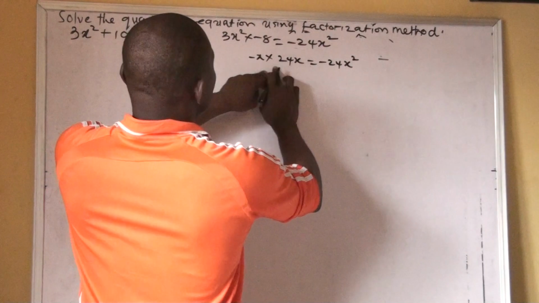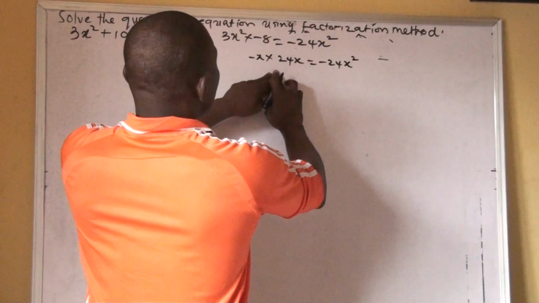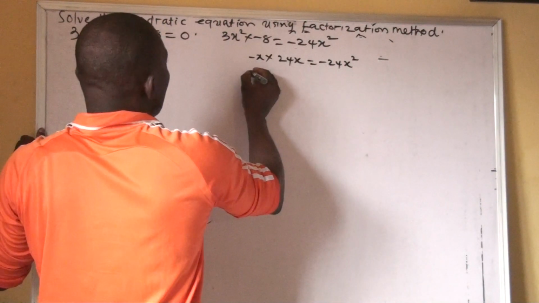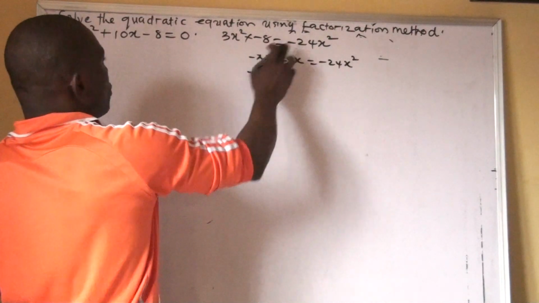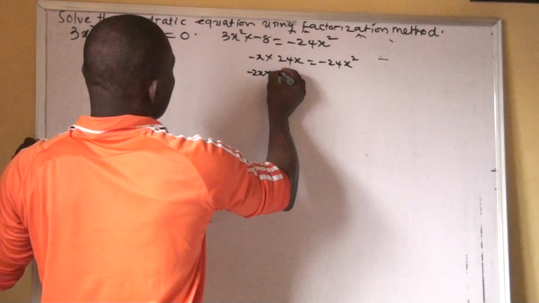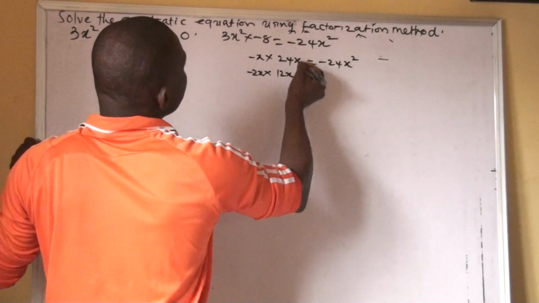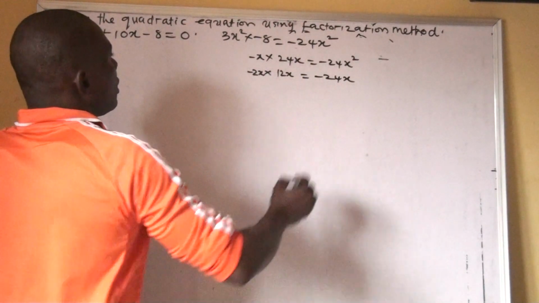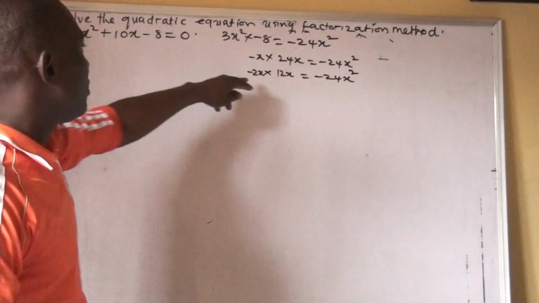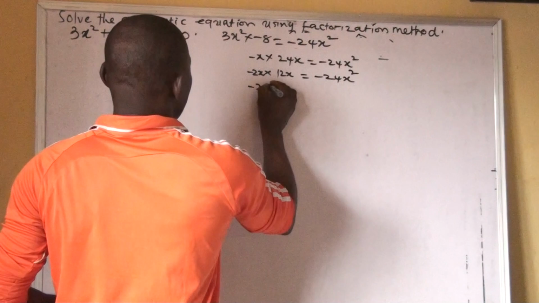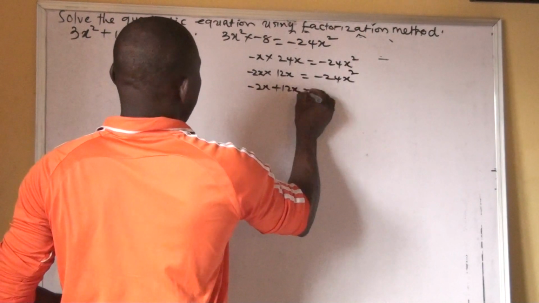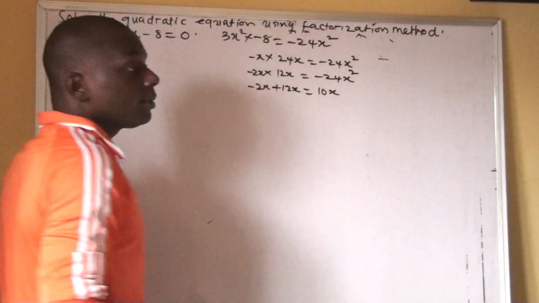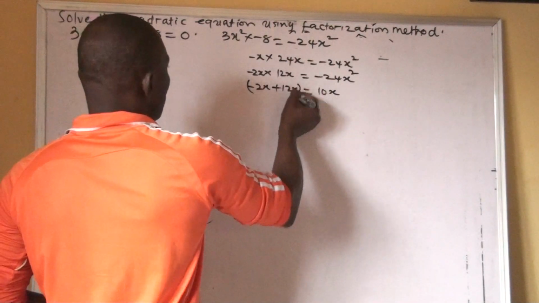And if we add or subtract these, it's not going to give us 10x. So let's try minus 2x. 2 times 12 will give us 24, so minus 2x times 12x will give us minus 24x squared. Okay, let's do the sum: minus 2x plus 12x. Will it give us 10x? Yes, exactly, it gives us 10x. I think this is the most appropriate factor to use.